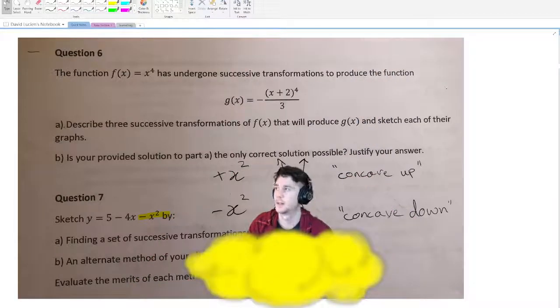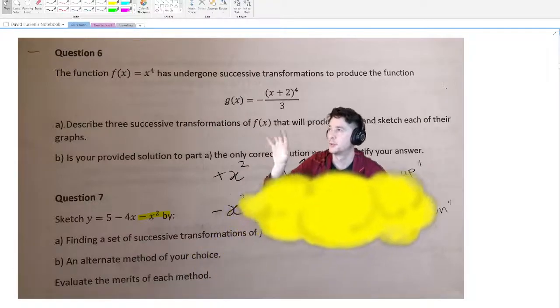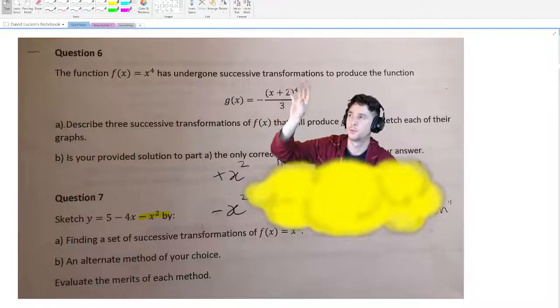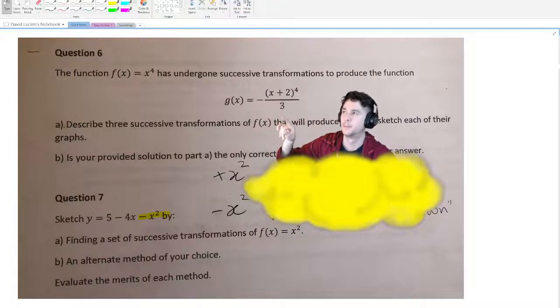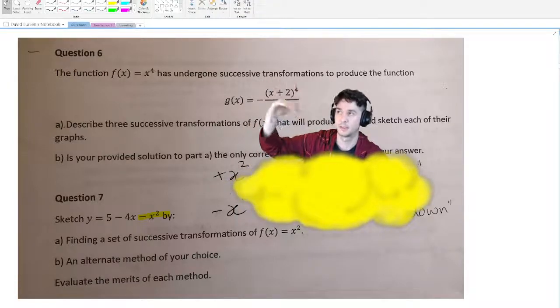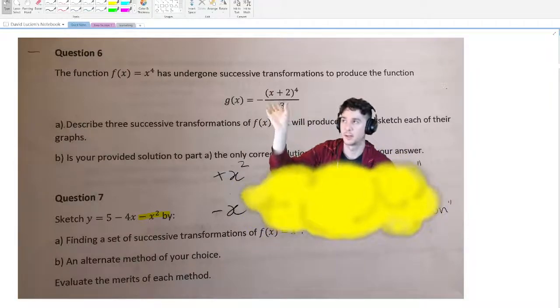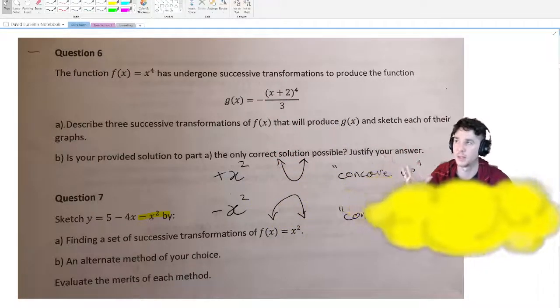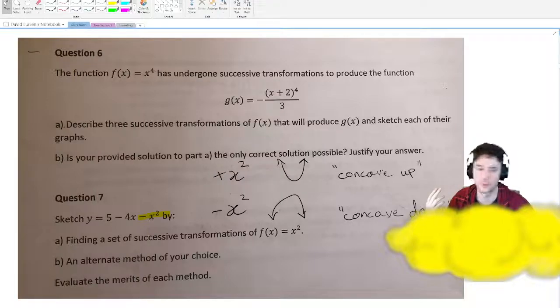Firstly, I can get myself out of the way. So we've got g of x is negative of (x plus 2) to the 4, all over 3. So we can see, if we unwrap the layers from the outside, there's a minus sign out the front, and then everything that the minus sign applies to has been divided by 3, and then everything that's been divided by 3, inside we have x plus 2. So we're going to think about how we achieve each of those things and what they mean on the graph.